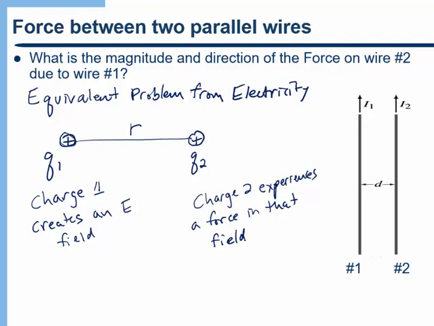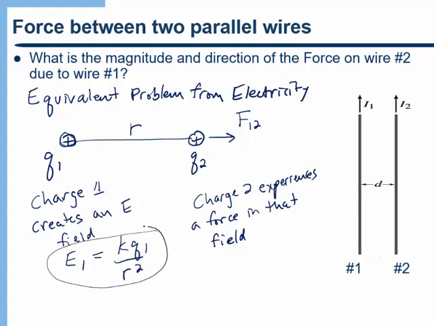Okay? And obviously you can look at it the other way. Charge 2 creates an electric field. Charge 1 experiences a force in that field. But that's really important to remember. So the reason that charge 1 exerts a force F12 on charge 2 is because it creates an electric field, right? So it would create an electric field at charge 2 of kQ1 over r squared, where r is how far away we are. Right? That's the electric field that charge 1 is creating at that point.